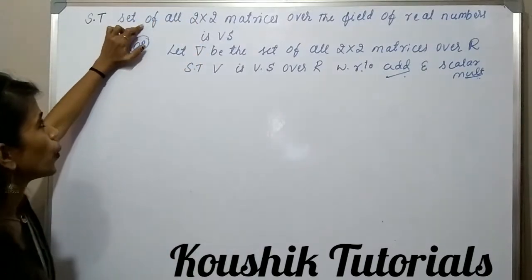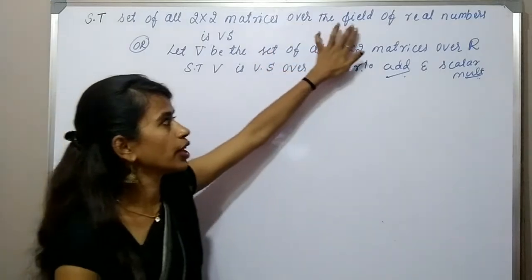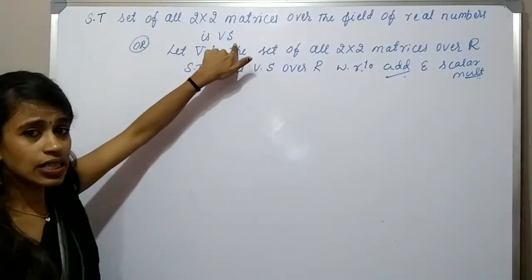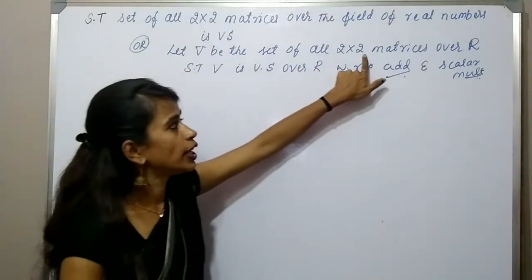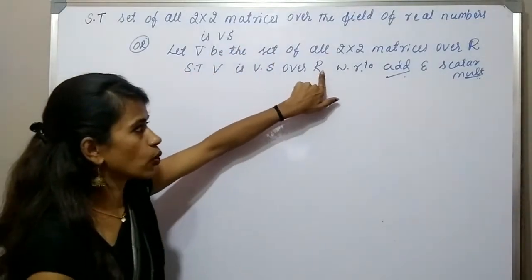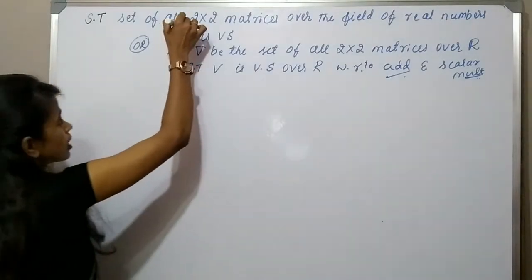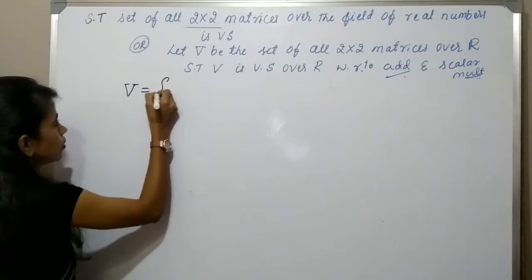Next question: let V be the set of all 2 by 2 matrices over R. Show that V is a vector space over R with respect to addition and scalar multiplication. Here we have to show that the set of all 2 cross 2 matrices is a vector space. Solution.